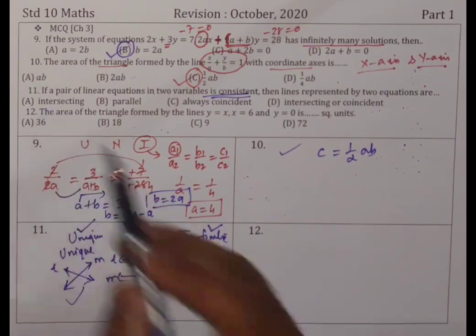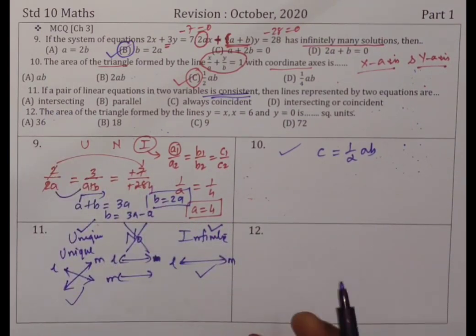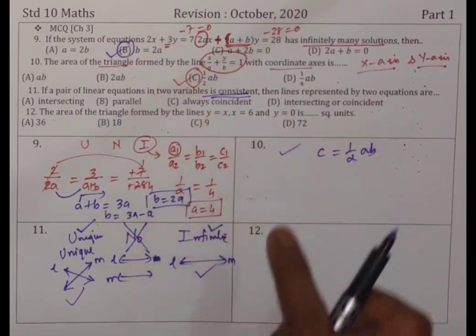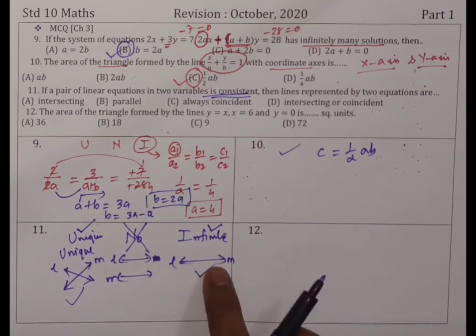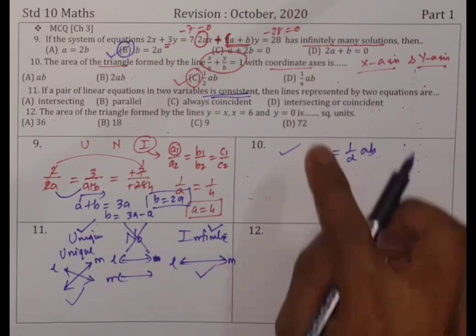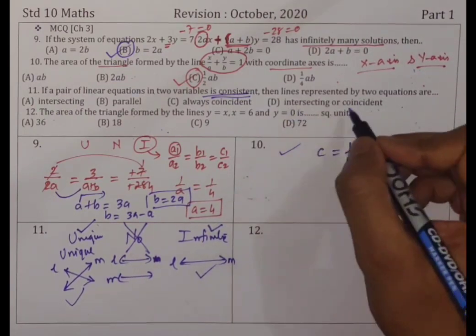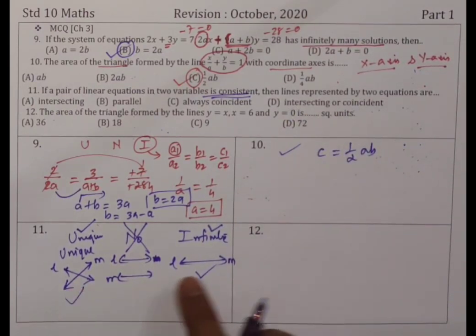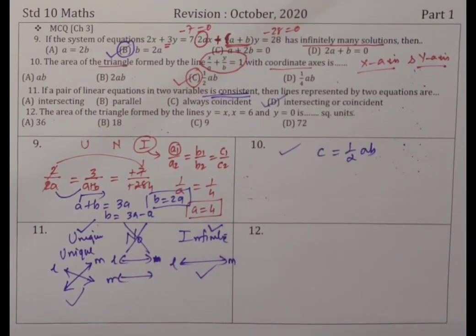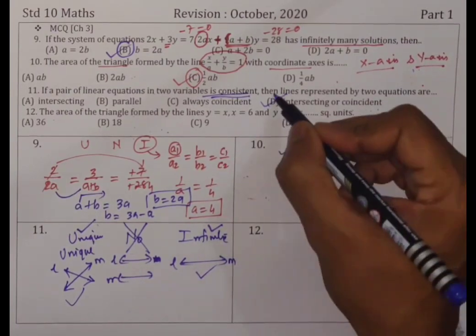Let's see. A, intersecting. Yes. But how? It didn't say that. Parallel, it can't be. Always coincident? No, not always coincident. It can be coincident and it can also be intersecting in one point. Either intersecting or coincident. So that is answer D. Is that clear to you, children?